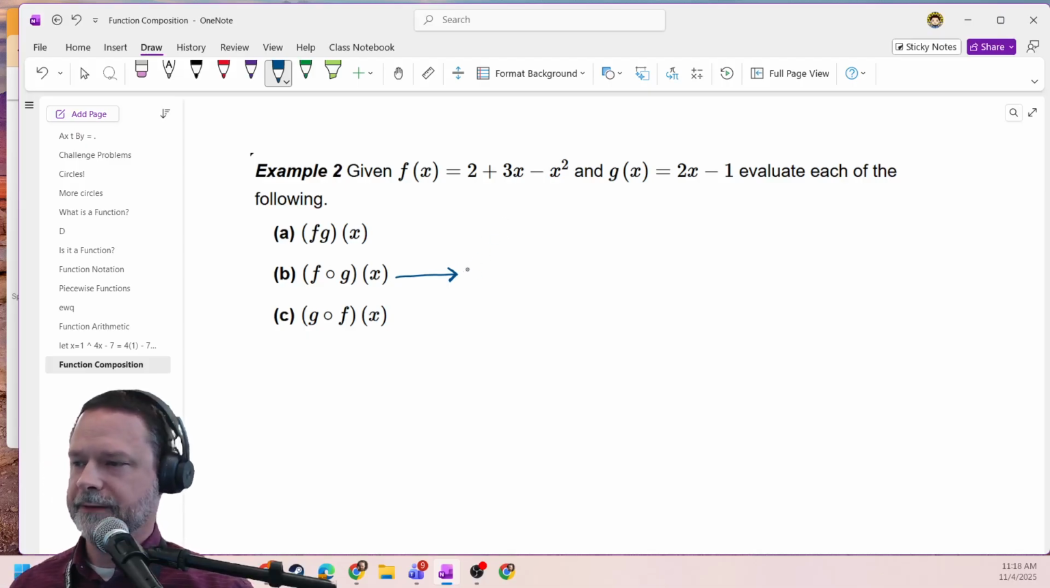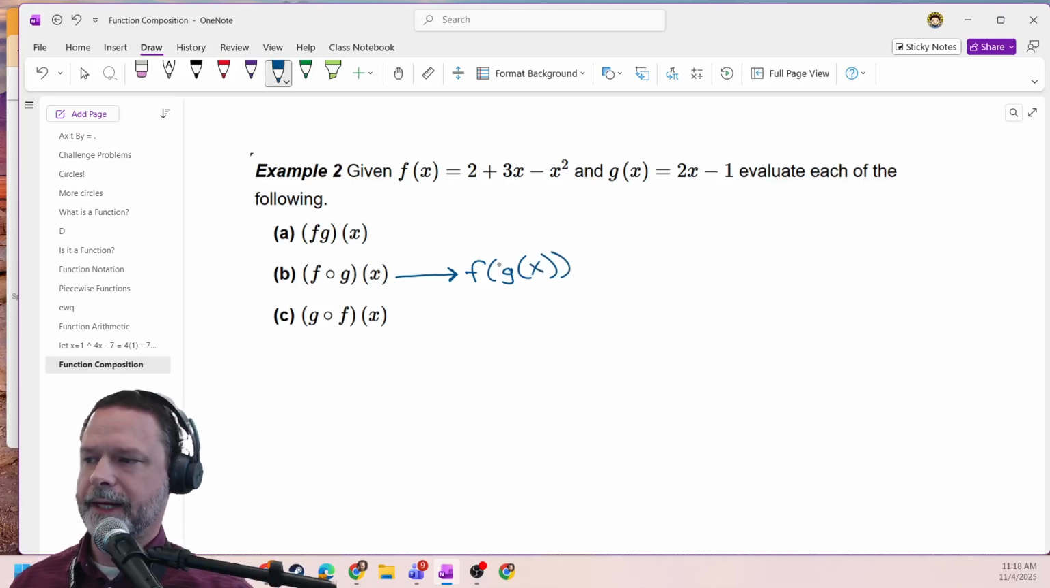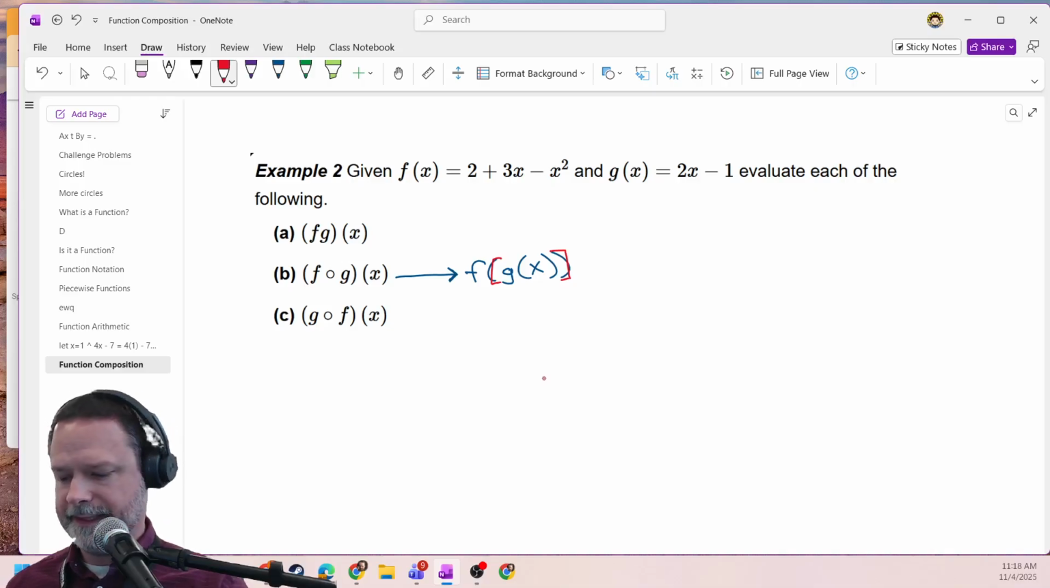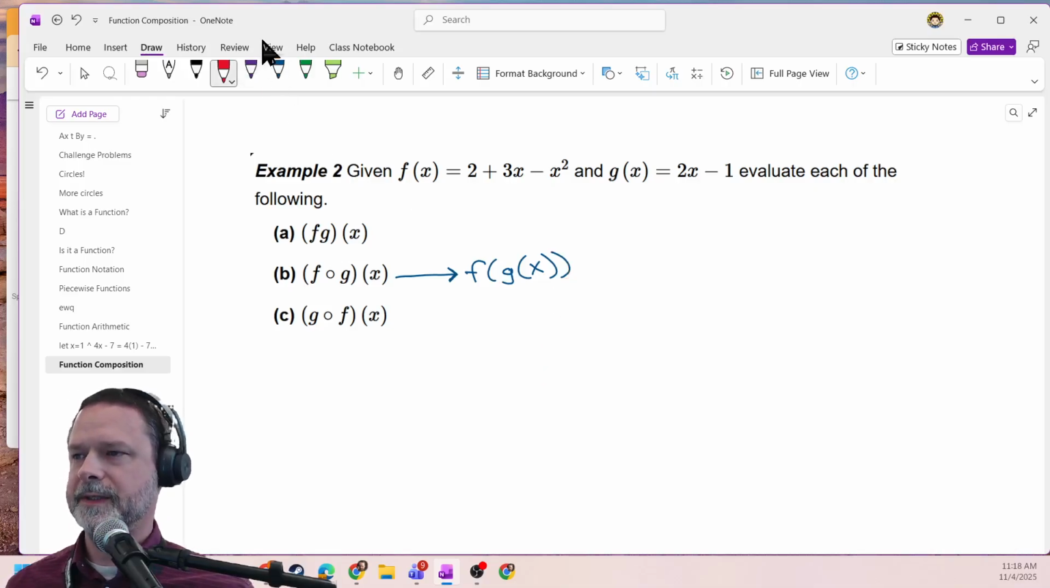So f of g of x, that means f of g of x. This is the way I like to write it. We could use brackets right here instead if you really want to. That is perfectly fine too. It may be even easier to read, but I'm stuck in my ways and I'm just going to leave it like that.